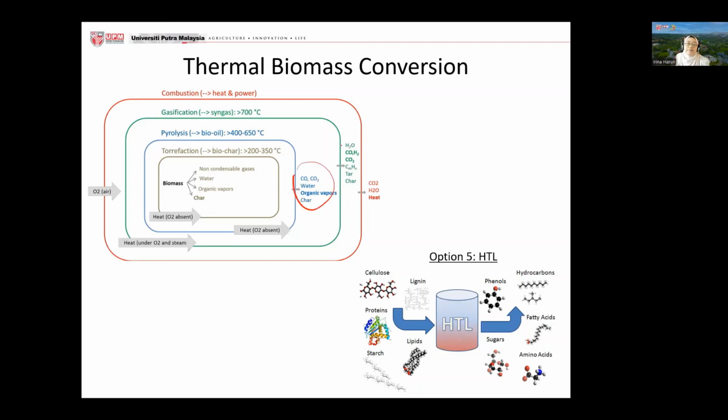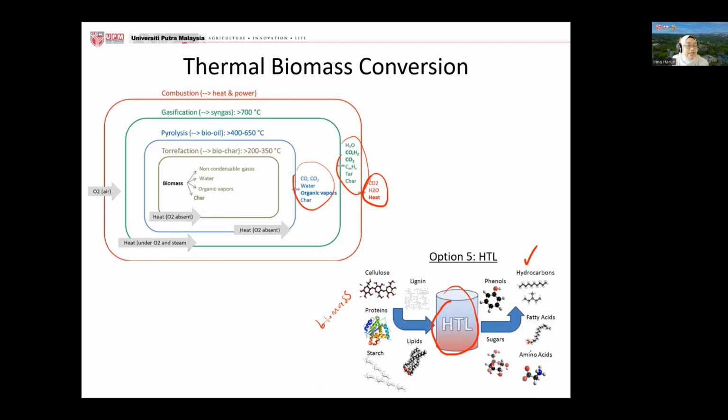Here, if you see, it is based on the different types of process. Whereas for HTL, I put it under thermal, if you still remember. But basically, you just put in the biomass, use the HTL reaction, and you can get a number of different types of chemicals. You can get hydrocarbons. Why are hydrocarbons significant? They are basically the fuel used in your car, and different types of hydrocarbons.